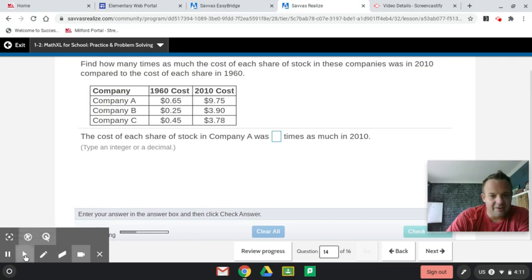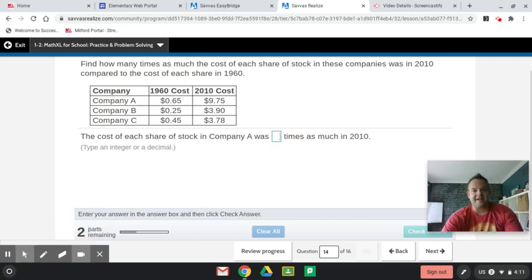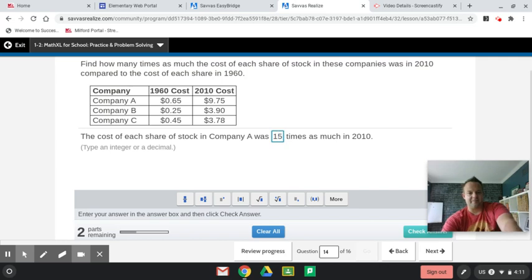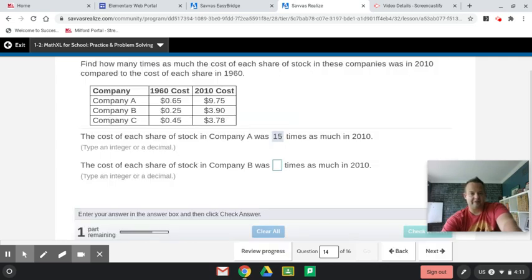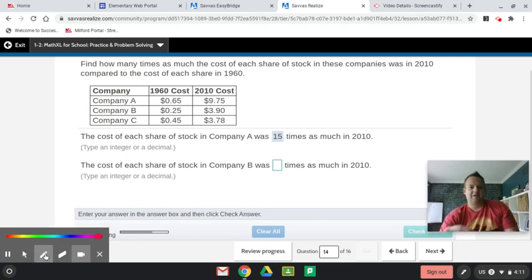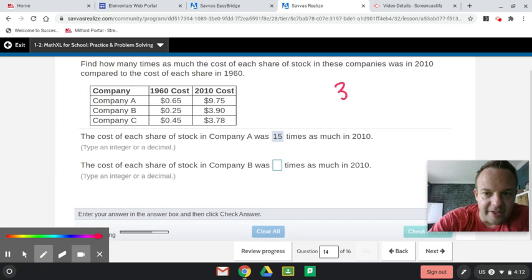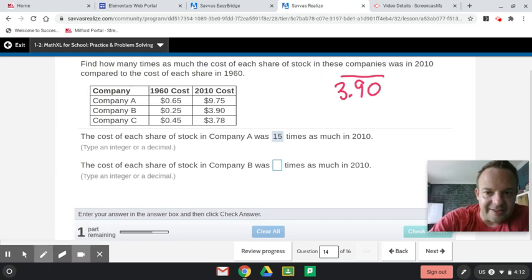So I'm going to put 15 times. I like that they let you check each time. Okay, thank goodness. All right, let's do Company B now. Company B, $3.90 divided by 25 cents. The decimal moves over 2 places here and here. Rise, great decimal. Rise. 25 goes into 39 one time.